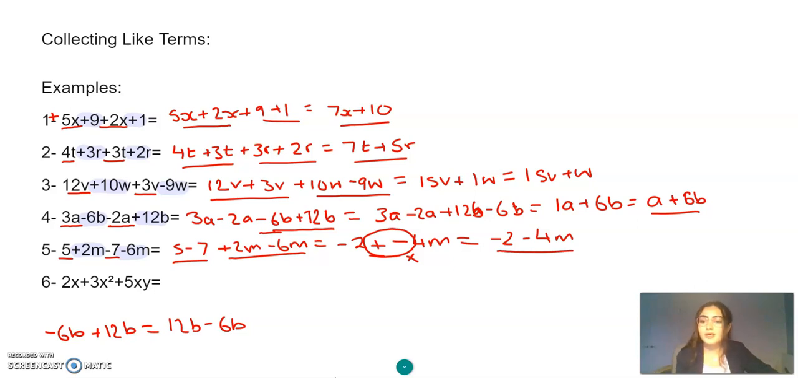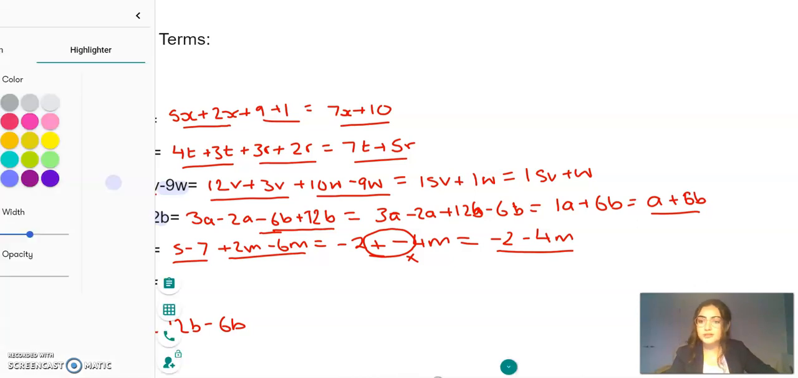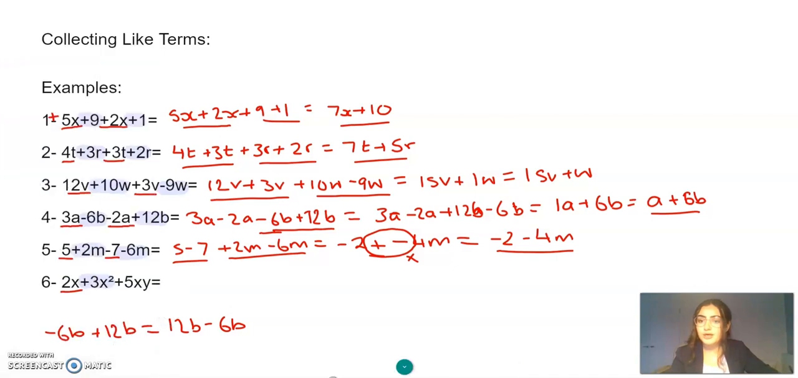So here we have quite an interesting one. We have 2x, we have positive 3x squared, and, let's switch our colours here, we have positive 5xy. So it's very tempting here to try and combine our 2x and our 3x squared. However, this is where our issue of powers comes into play. So here we have x to the power of 1, and we have x to the power of 2 here. Because these aren't the same power, we cannot combine them. So these are not like terms.